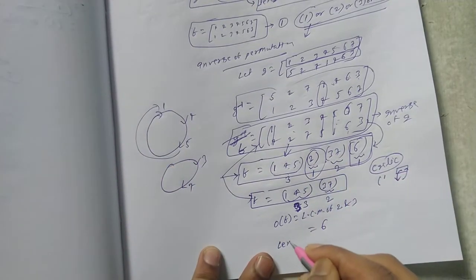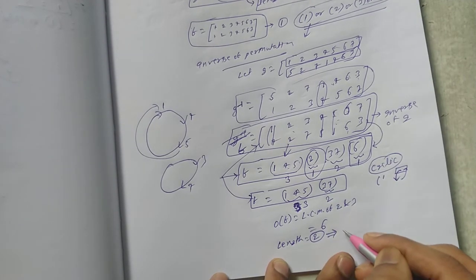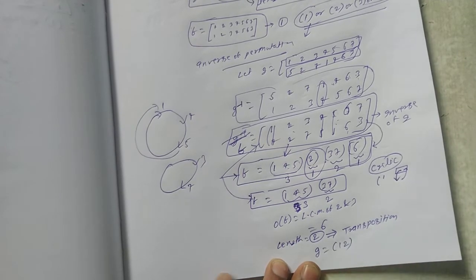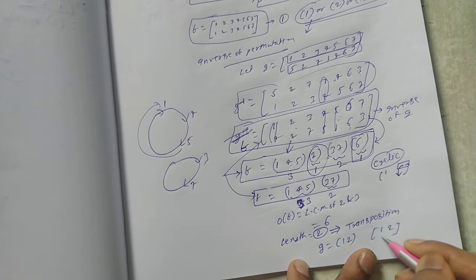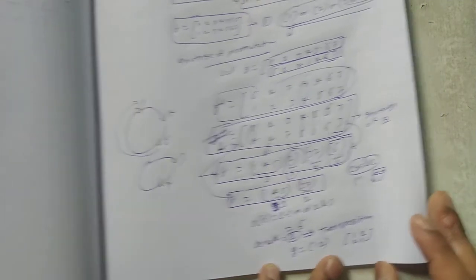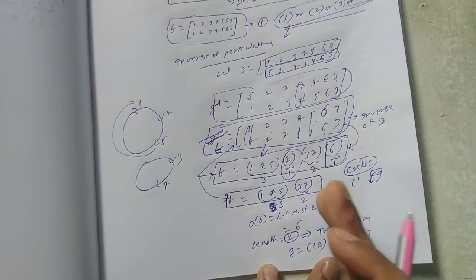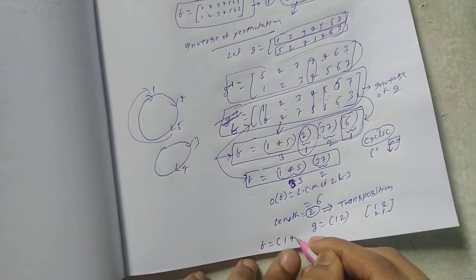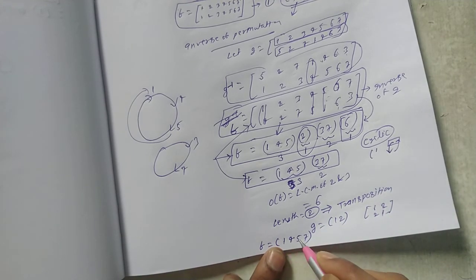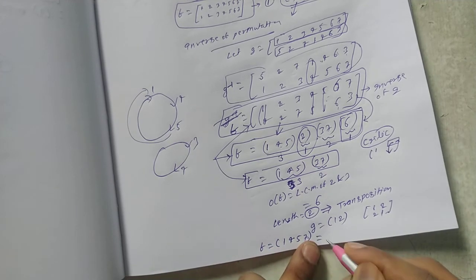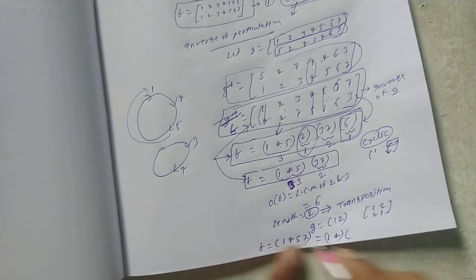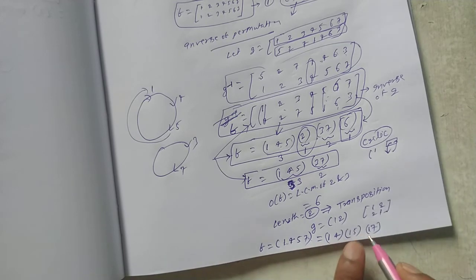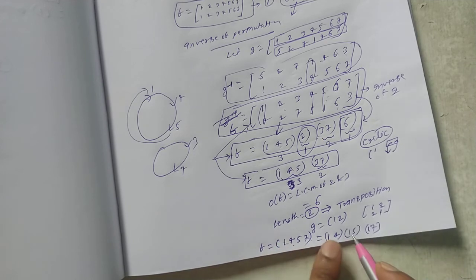Now if the length of a cycle is 2, then we call it a transposition. Like a permutation G (1 2), meaning the image of 1 is 2 and of 2 is 1. This is called a transposition, and we can transform any cycle into a product of transpositions. Like the cycle (1 4 5 7): the image of 1 is 4, 4 on 5, 5 on 7, 7 on 1. It can be transformed into a product of transpositions: (1 4), (1 5), (1 7). This is the product of 3 transpositions, and both are equal.